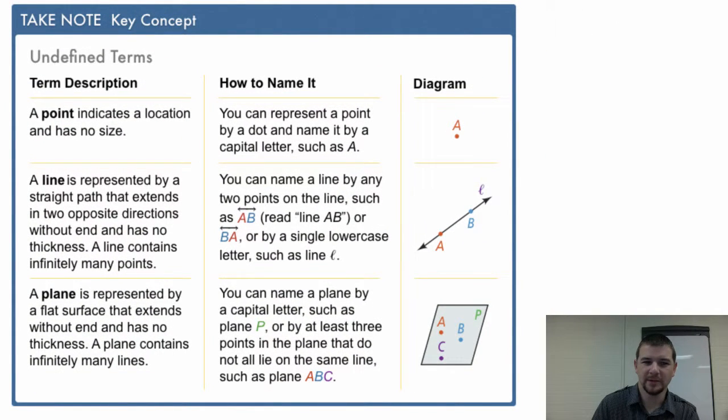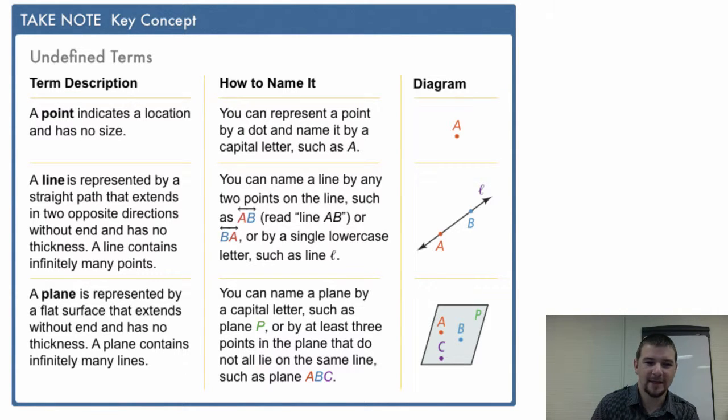Some undefined terms. A point, which, as you should know at this point, indicates a location and has no size. You'll often hear me refer to a point as just being a single location in three-dimensional space. How to name it? You can represent a point by a dot and a name. Name it by a capital letter, such as capital A. Here's an example at the right. I'll let you check out line and plane below.